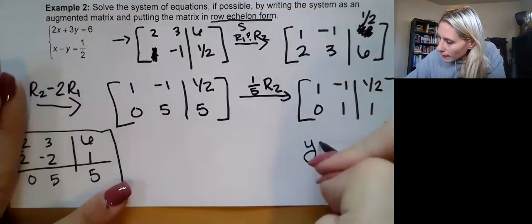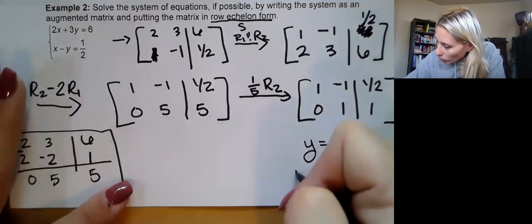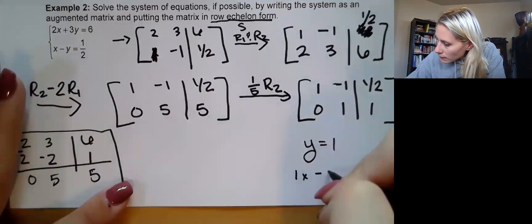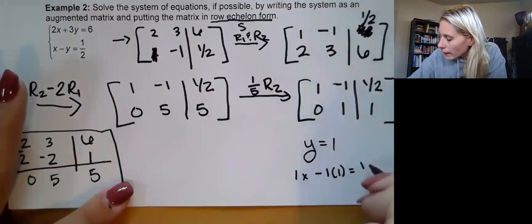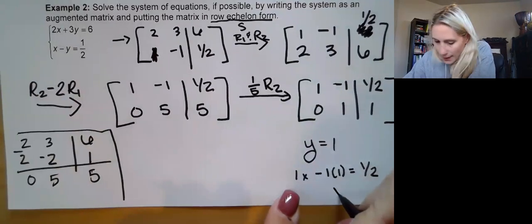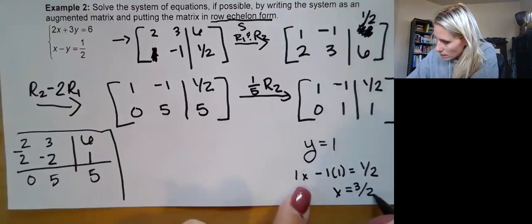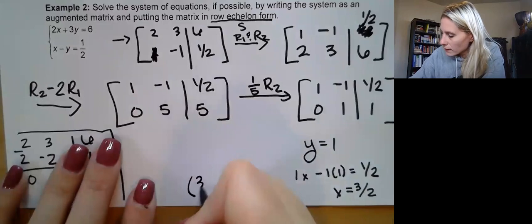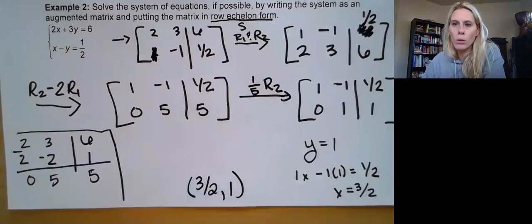We know that y equals 1, right? 1y equals 1. And so when we plug that into the top, we get 1x minus 1 times 1 equals 1/2. And when we solve this out, we get x equals 3/2. So I know that our solution is (3/2, 1). Make sure your solution is in the correct order. Okay, good job. Next.